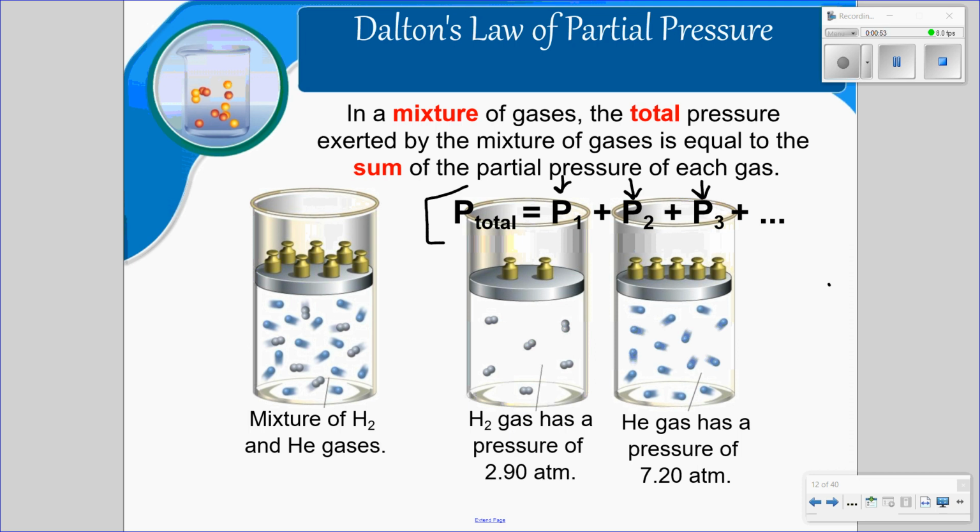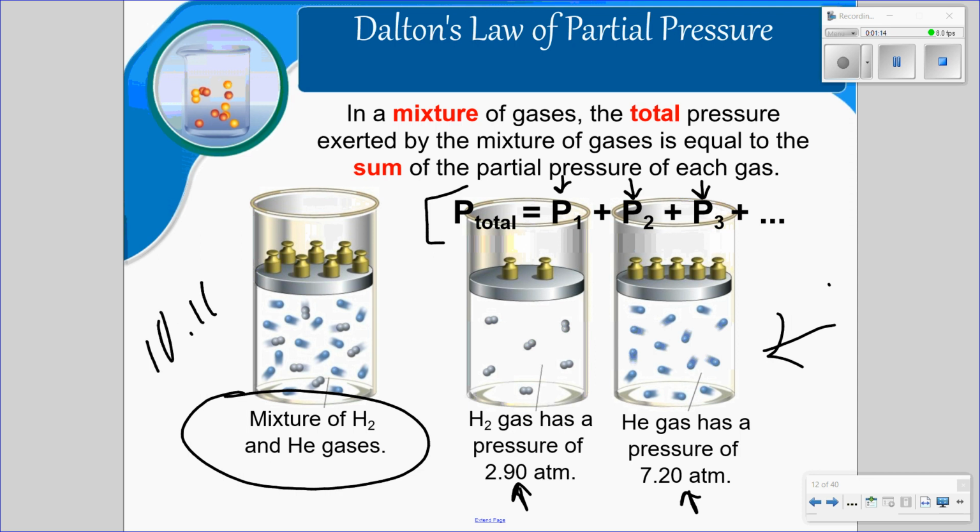So for example, in the visual right below here, we've got hydrogen gas and helium gas. Hydrogen gas has a pressure of 2.90 atmospheres. Helium gas has a pressure of 7.20 atmospheres. And over here, in our mixture of the hydrogen and helium, that pressure, if you added that together, would end up being 10.10 atmospheres. It's also defined by the little weights at the top. So you've got 2 here, 5 here, and a total of 7 here.